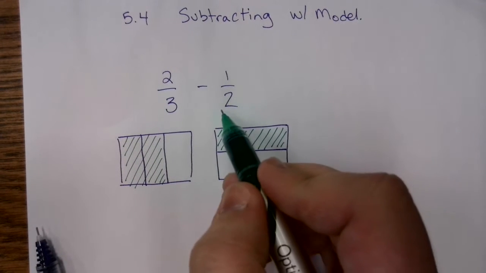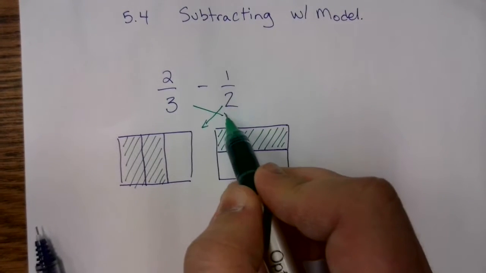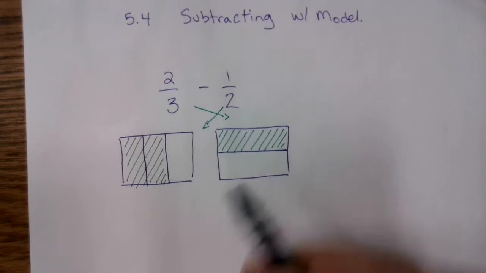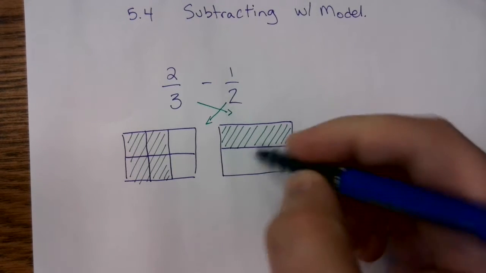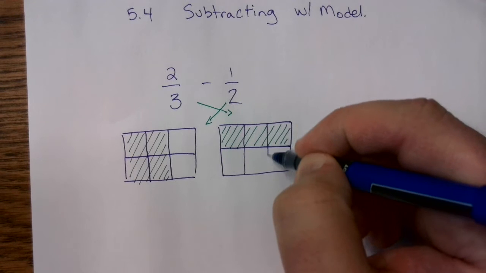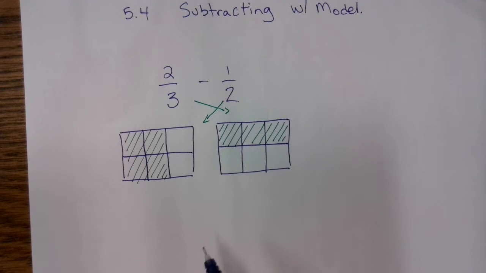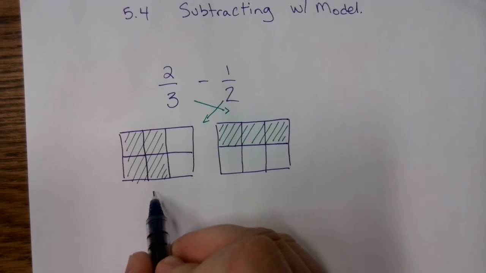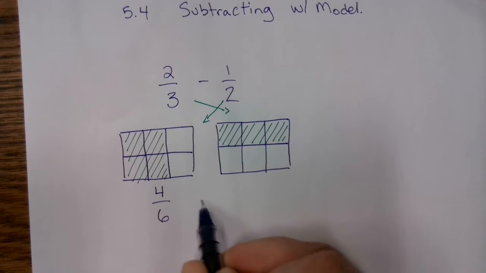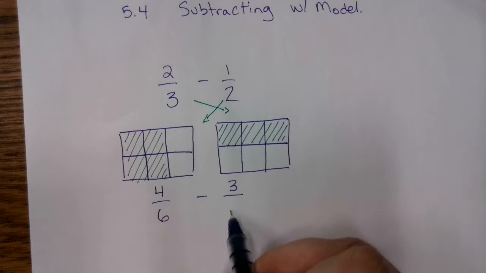And just like adding, I want to cross my lines. This is going to help me to find the common denominator. So my half line comes here, my third lines go here, and I get two new fractions. Notice both rectangles have the same number of boxes now, and they are the same size. So here I have 4/6, and here I have 3/6.